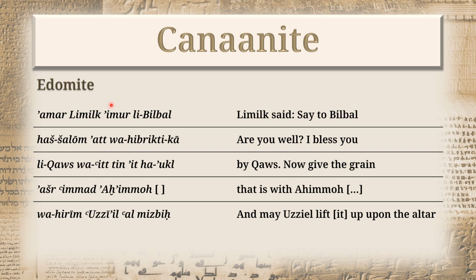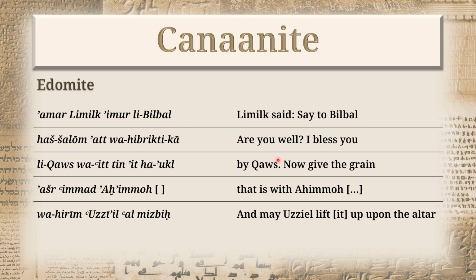And then it goes Imur, which is the imperative, Imur li bilbal, say to Bilbal. Hashalom at, are you well? Wahibriktika li Qaus, I bless you by Qaus. So Qaus was a deity, a god, and Hibrikti, I bless. You can see the root Beit Resh Kaf, so Baruch or something like that. But in Edomite, it's a hif'il stem or a causative stem, so it's Wahibriktika li Qaus.